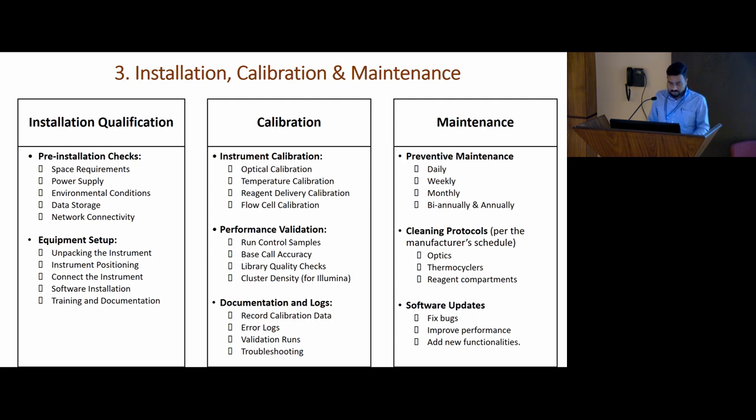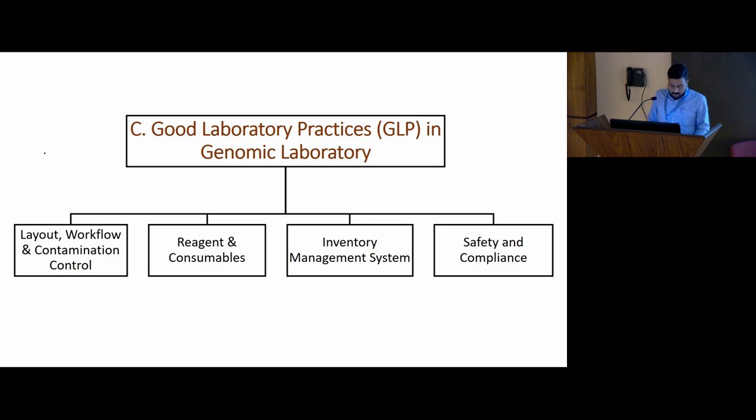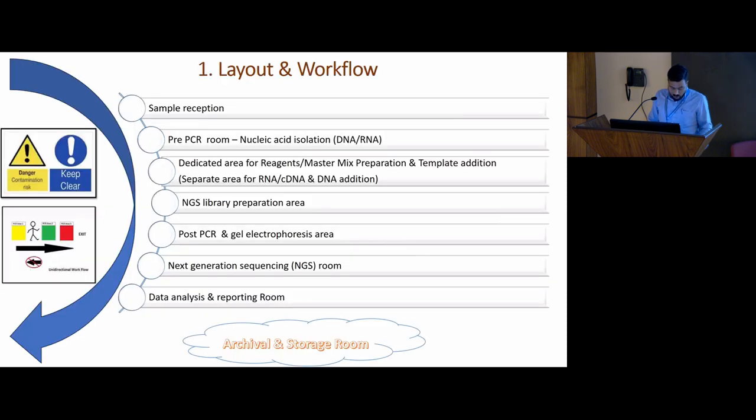Now, good laboratory practices are crucial in a genomics laboratory for several reasons. These practices ensure the accuracy, reliability, and reproducibility of experiments, which is especially important when dealing with sensitive clinical data. So, in designing the ideal laboratory, the space needs to be considered and the areas have to be defined logically. This is a layout on the workflow of the laboratory.